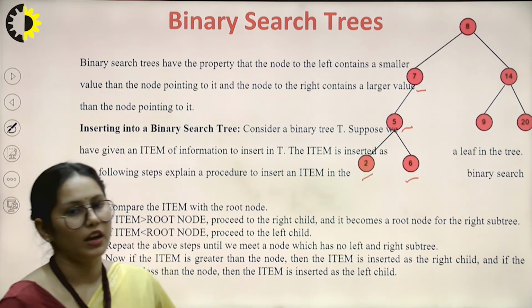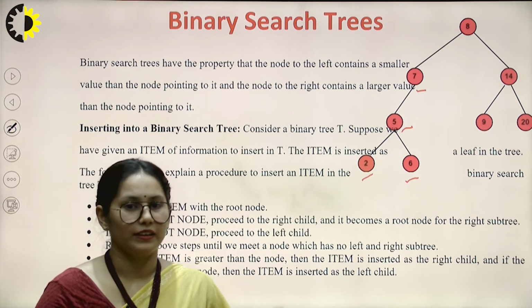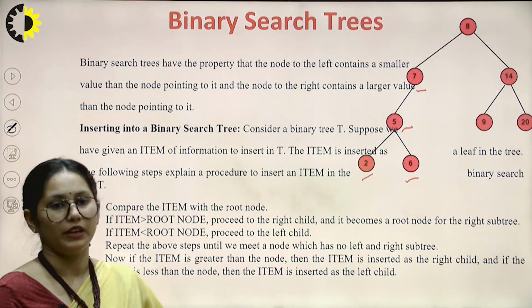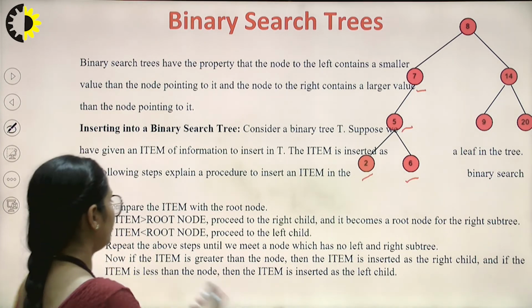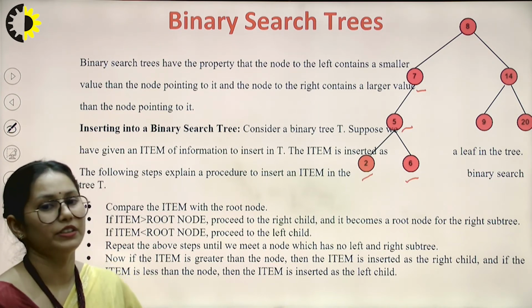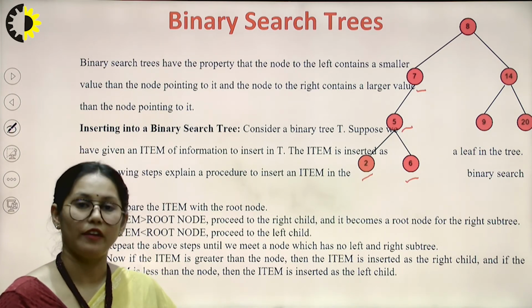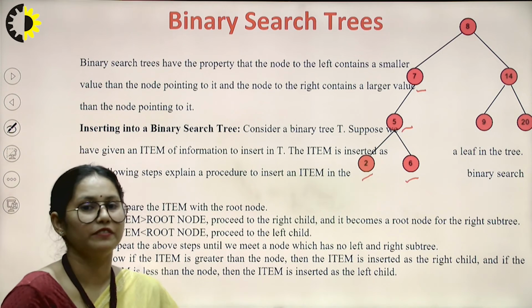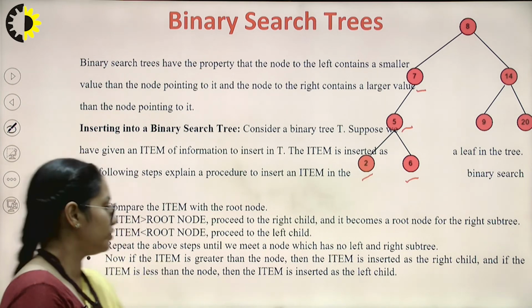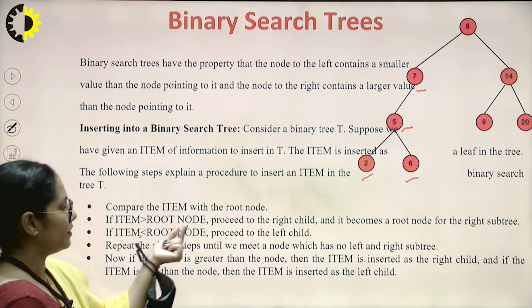Now if you have to insert an element in the binary search tree, how could it be done? There is a small algorithm for this. What does this algorithm say? That you have to compare each and every item from the root node first. Whatever the node that you want to insert, you have to find out its value first, and then that value will be compared to the root node.